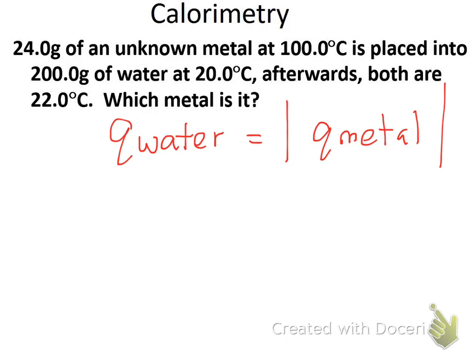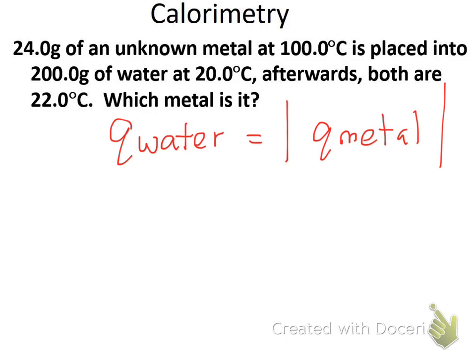Except Q of the water is actually equal to the negative Q of the metal, because the metal should have a negative Q and water should have a positive Q, because one's losing and one's gaining. If I apply absolute value over Q metal, then they should be equal values. Are we okay with this? But what is the equation that we've been working with this whole time?